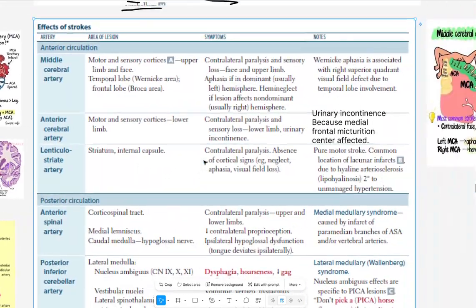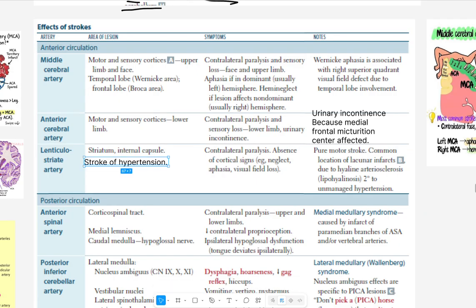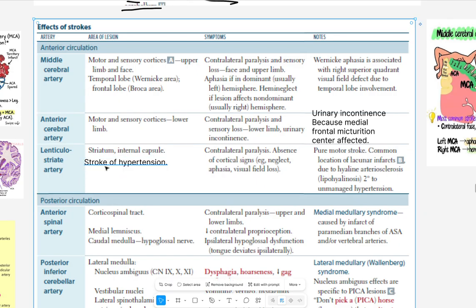So what happens is if there's a stroke of the lenticulostriate artery, these are deep branches, right? Their nickname is the arteries of stroke of hypertension. That's cool, right? Okay, so the lenticulostriate arteries are known as arteries that are basically responsible for the stroke of hypertension. They supply the internal capsule, the basal ganglia, and the striatum.